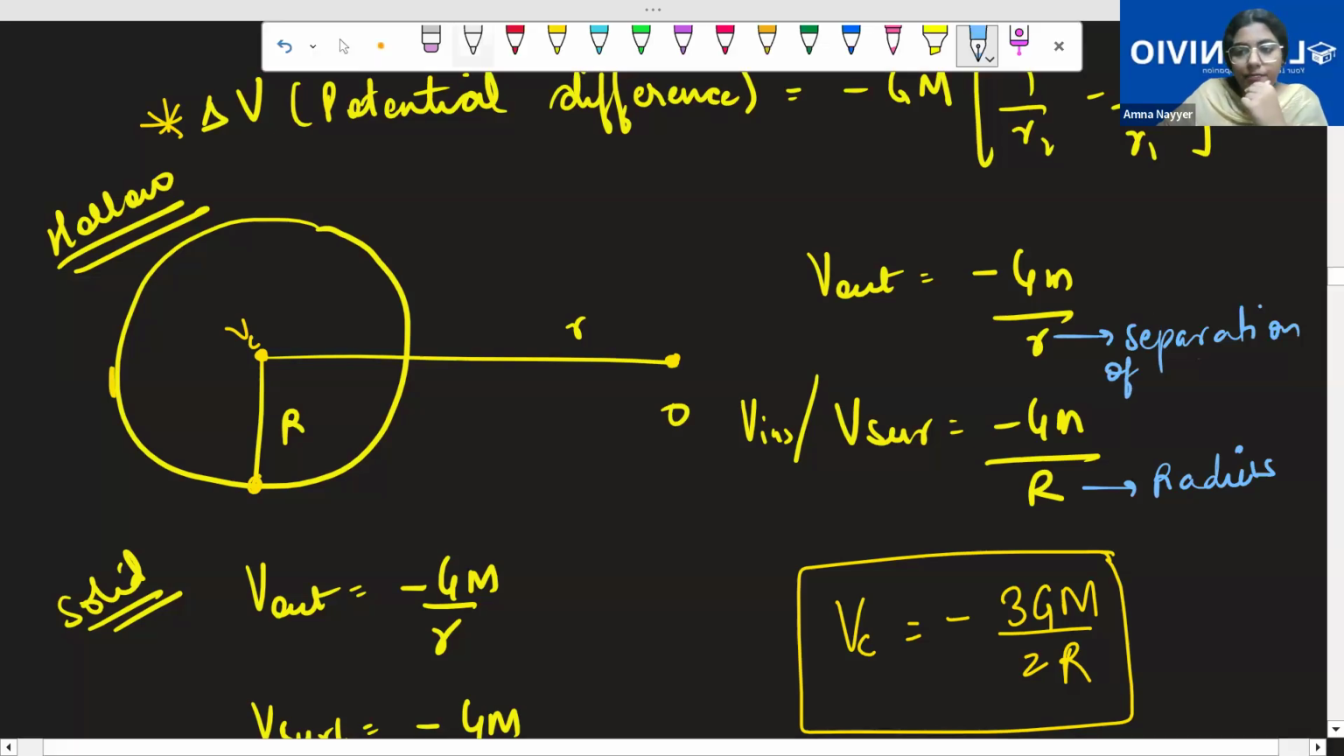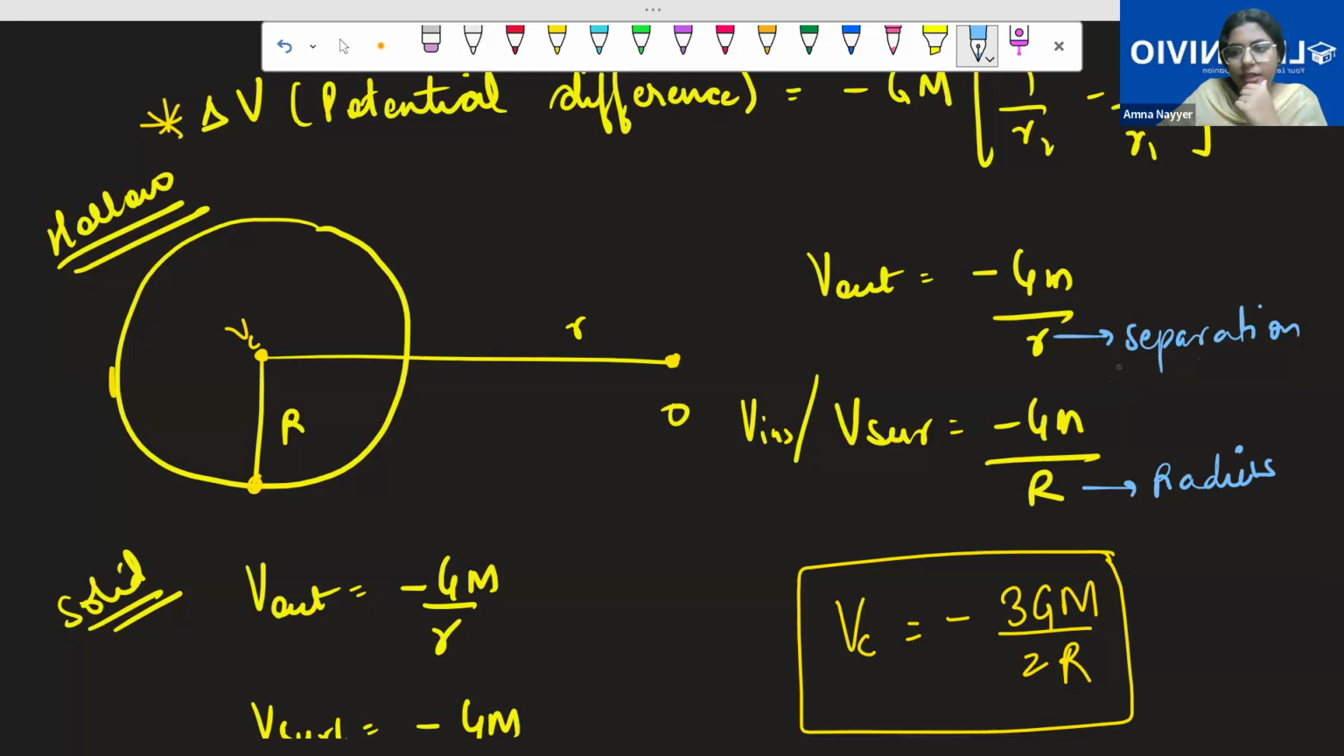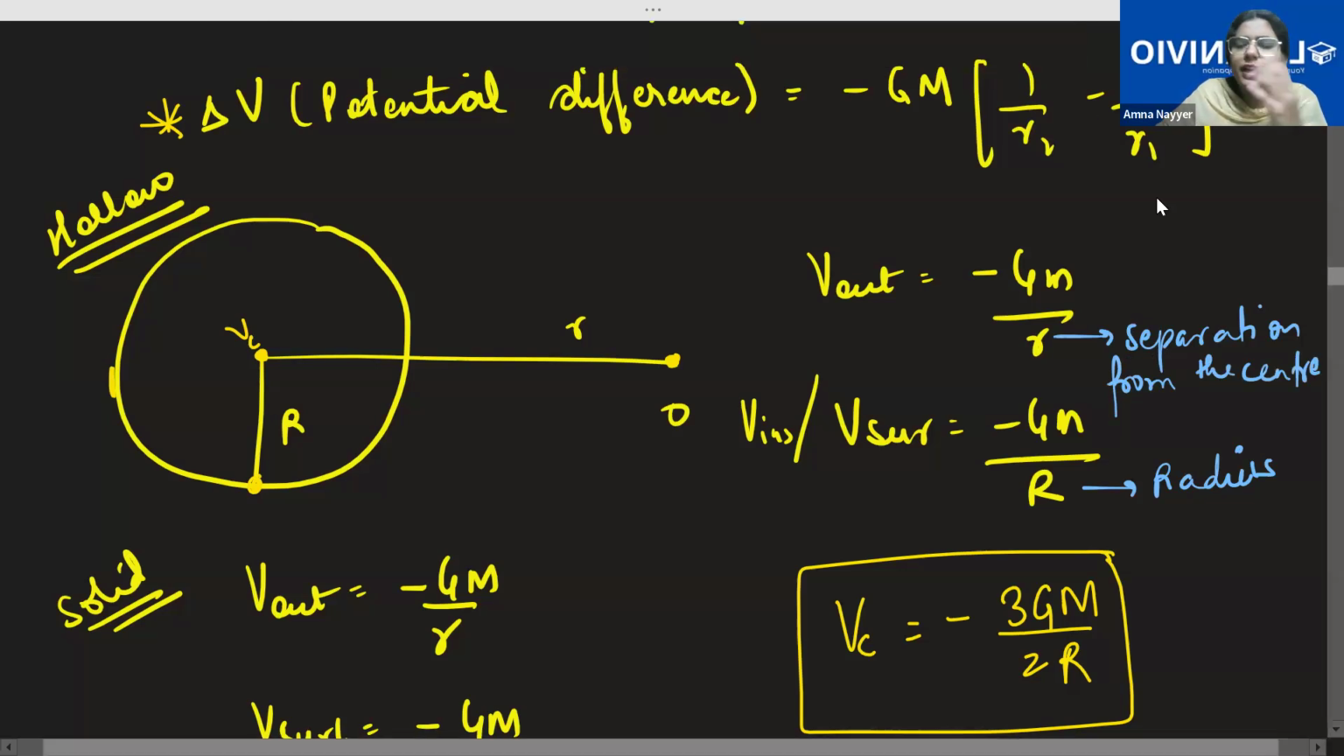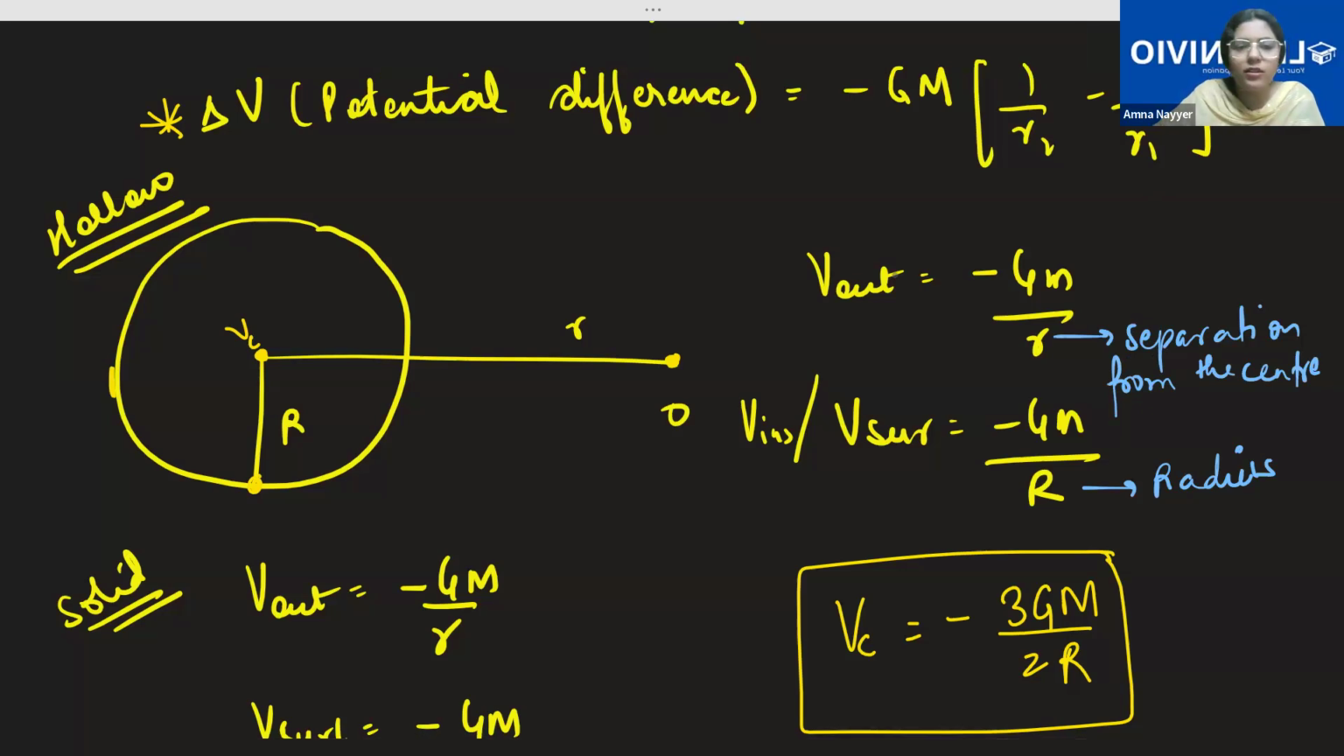Separation is from the center to wherever the point is situated, while radius is the radius of the sphere. Whether the point is exceeding it or coming inside it, radius will be fixed. It is constant. We know this already, that radius is constant. So that's the difference between the separation and the radius.